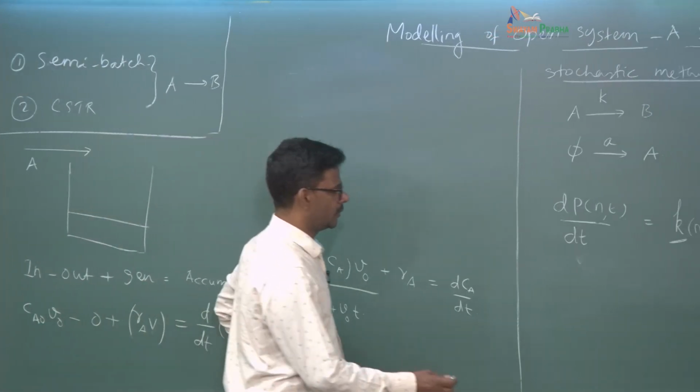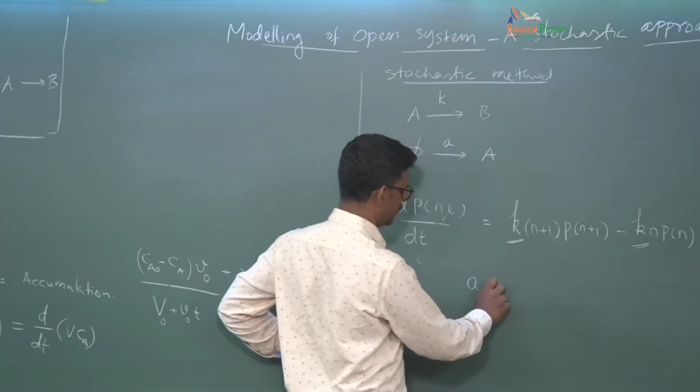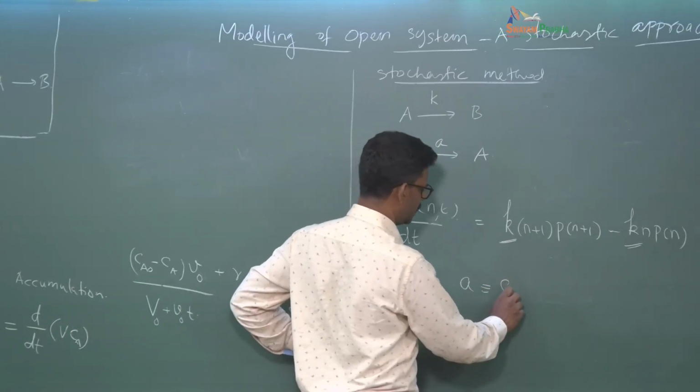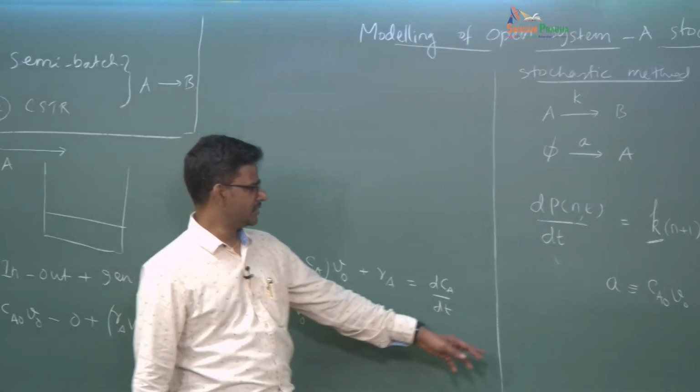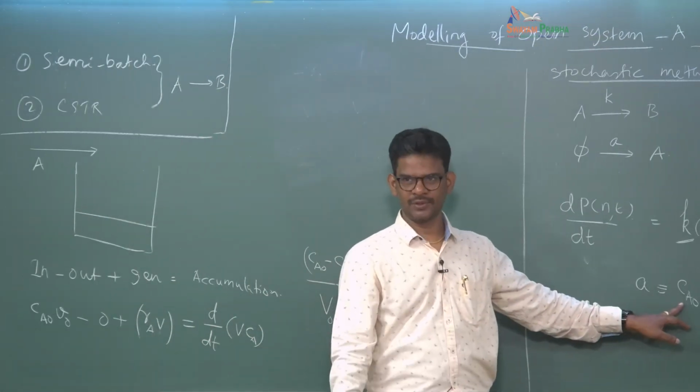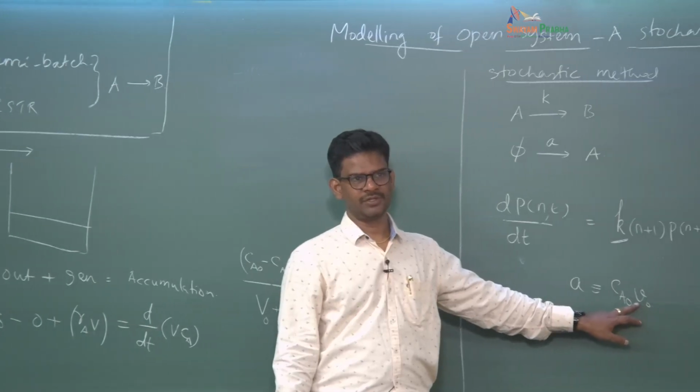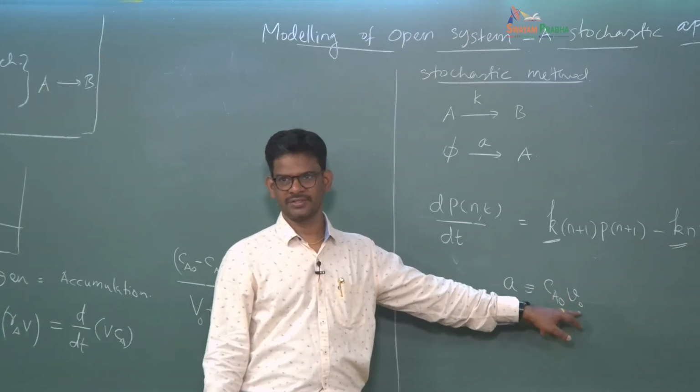So in other words, this A basically means approximately CA0 times V0, number of molecules. This is written in moles, but you have to convert it into number of molecules, and this will tell you the number of molecules per unit time that you are adding. Okay, so that is rate constant A.